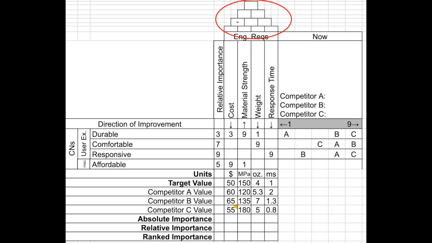Up top in the roof, note at the intersections of the requirements whether they have a positive, negative, or no relationship. Target price and durability of material, for example, would have a negative relationship, since higher quality materials will cost the manufacturer more.